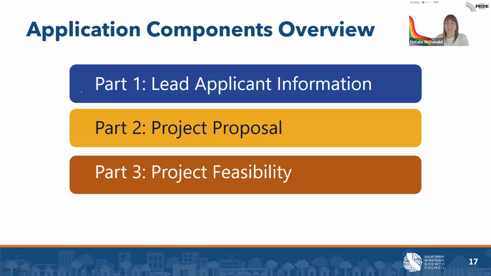After all of those helpful tips, let's review the CRC Planning Grant application. The application is divided into 3 parts. Part 1 is the lead applicant information. Part 2 is the project proposal. This is the biggest section of the application. And lastly, Part 3, project feasibility. Each part consists of several sections. Now let's go over each of these parts in more depth.